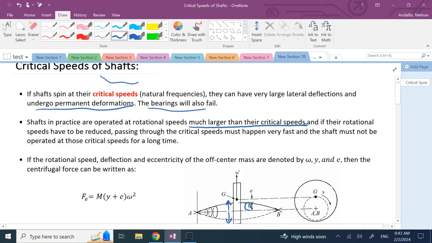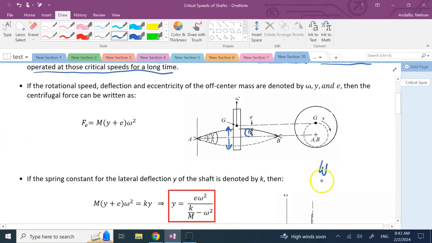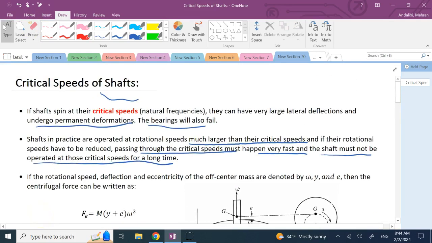And if you have to slow down the RPM and go to numbers below this omega n, basically you have to pass this omega n. Then you make sure passing through this critical speed happens very fast and you don't run the shaft at those speeds for a long time. So in reality, as I said, omega nominal is going to be way bigger than omega critical, and if you have to pass through it, you do it in a very short time. Okay, so how do we calculate this critical speed? Let's talk about that.